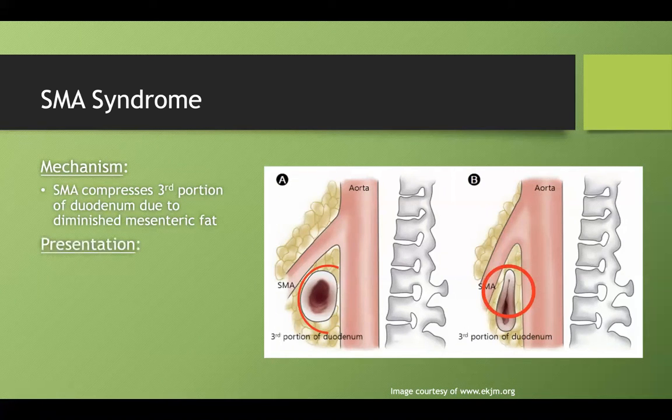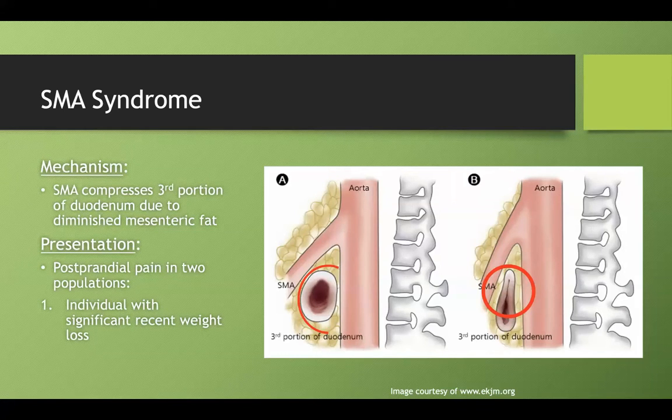And so there's two conditions that you should think about that could cause this, and both of them involve a rapid loss of, or a loss of this fat cushion. So the first I want you to think about is somebody with significant recent weight loss. So if a lot of your fat is mobilized, you might be losing that mesenteric fat that protects your duodenum. And then anybody who's malnourished likely doesn't have fat stores in the first place, so they could also suffer from SMA syndrome.